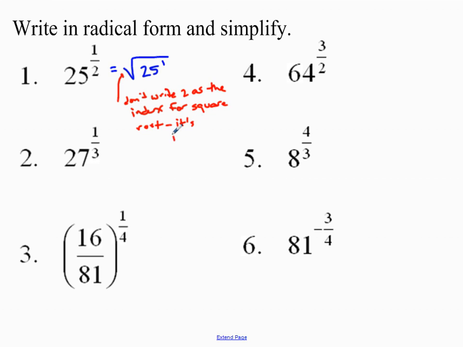It's implied. So you'll never see us write the 2. We just say, if there's nothing there, it must have been the square root. And of course, what does that simplify to? The square root of 25 is just 5. So that's how we're going to do these. We're going to write it in radical form, then simplify it.